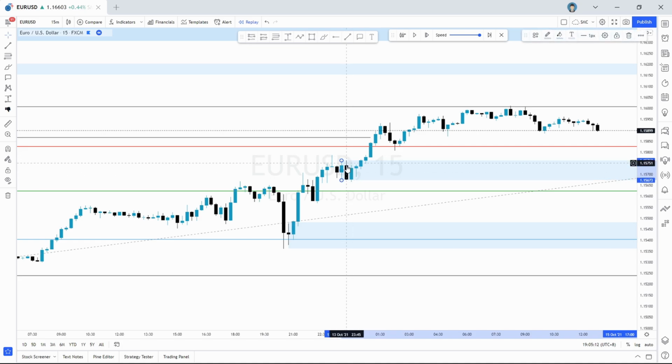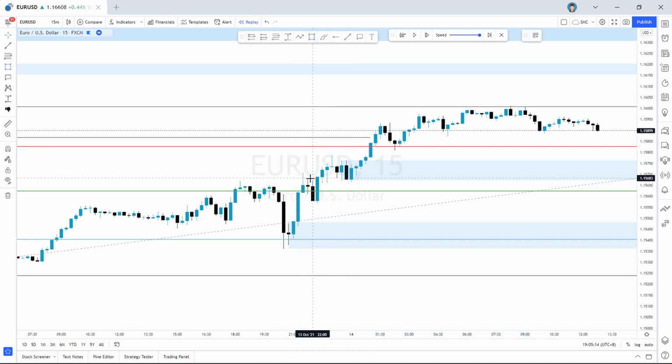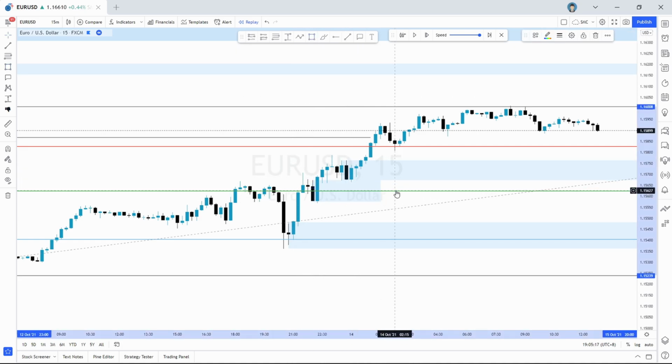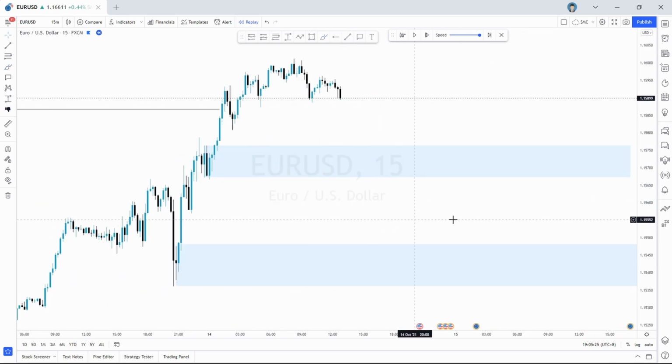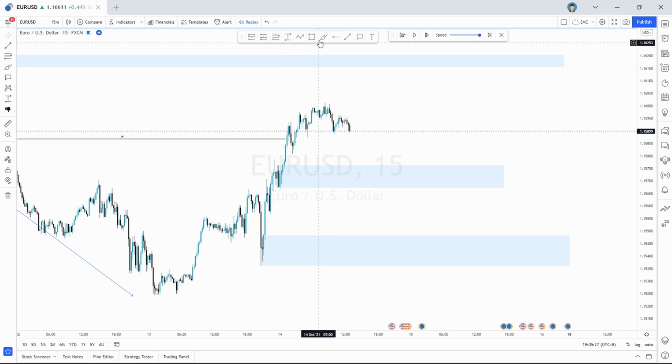At the same time we have this zone, refined zone. At the same time we have this zone, but this one got mitigated already. As you can see, price went above it, tapped it over here at the same time here. So this one I wouldn't consider, maybe on lower time frames, but again, you can have POIs like this.